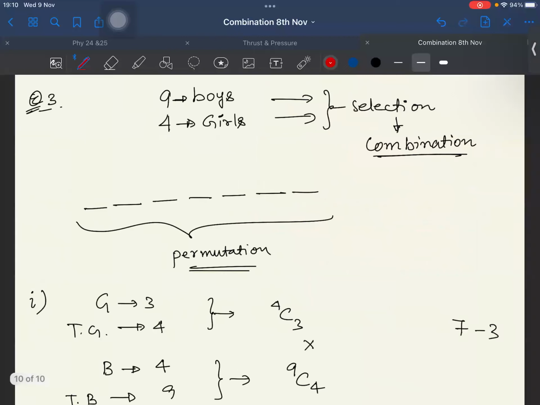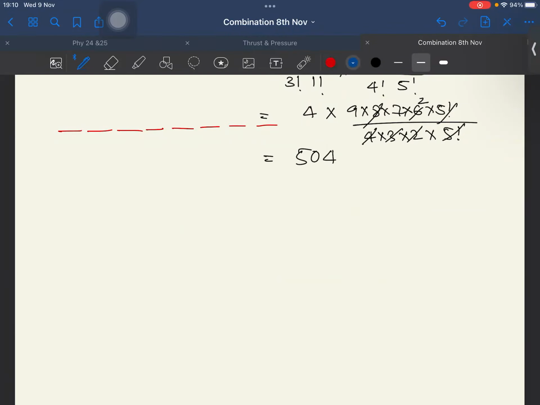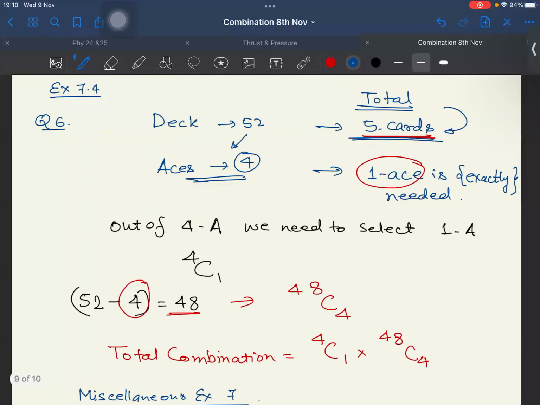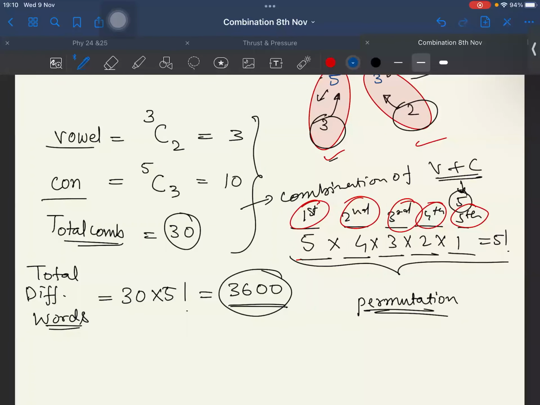Understood or not? Divya, why are we not using permutation? Because if we change the order, the committee remains the same. But why did we use it there? Because if we change the places there, we will get new words.